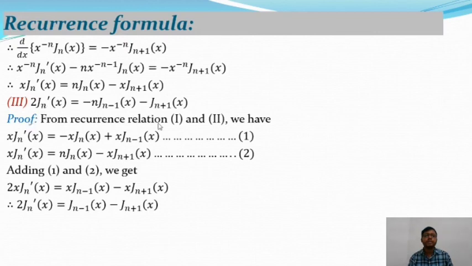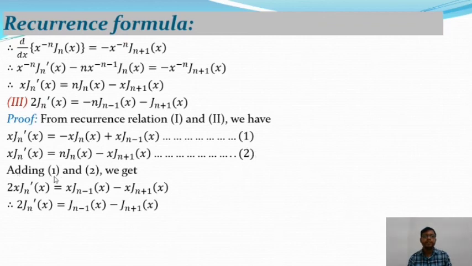So from the recurrence formulas 1 and 2, in the first recurrence formula we have seen that x into J_n'(x) is equal to minus x into J_n(x) plus x into J_{n-1}(x). Okay, this is the first recurrence formula we have already discussed in this lecture. And the second one will be x into J_n'(x) is equal to n into J_n(x) minus x into J_{n+1}(x). And we can write it as equation number 2.